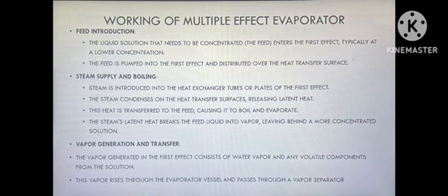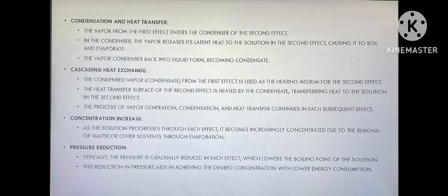Now let us understand the working of a multiple effect evaporator. First, the feed is introduced to the first evaporator using an inlet which is distributed all over the heat transfer surface, followed by introduction of steam into heat exchange tubes. Steam condenses and releases latent heat which causes the boiling of feed, generating vapors which leave behind a more concentrated solution. Vapors from first evaporator gets transferred to the condenser of the second evaporator.